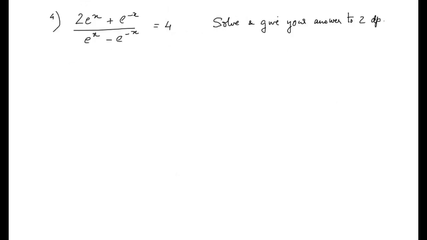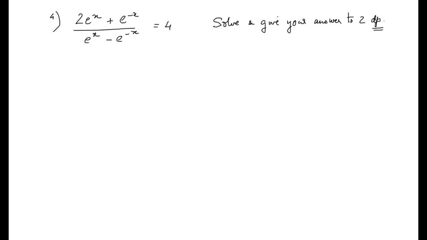Right, so here's another type of exponential equation that has appeared on a past paper. It says 2 to the power of x plus e to the power of minus x divided by e to the power of x minus e to the power of minus x is equal to 4. Solve and give your answer to 2 decimal places.